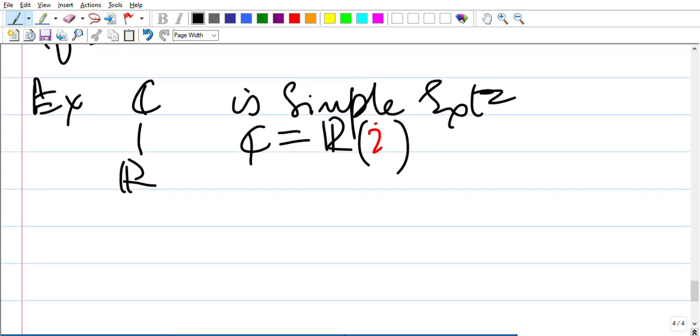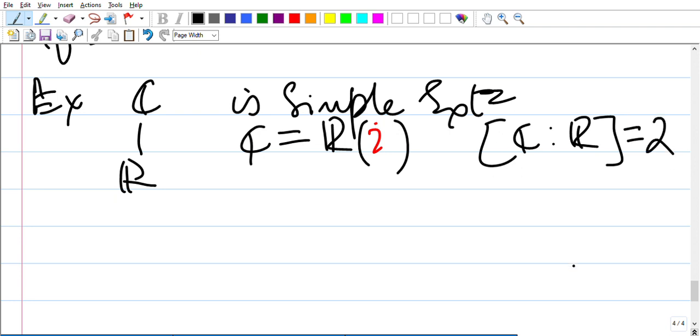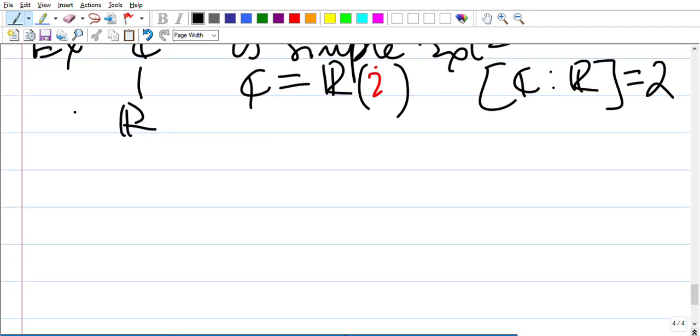Well, this requires some checking. Well, that's not difficult because the degree of the extension of C over R is 2. So it's not something difficult to check.